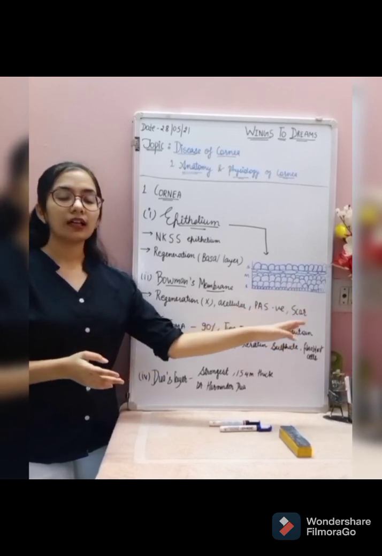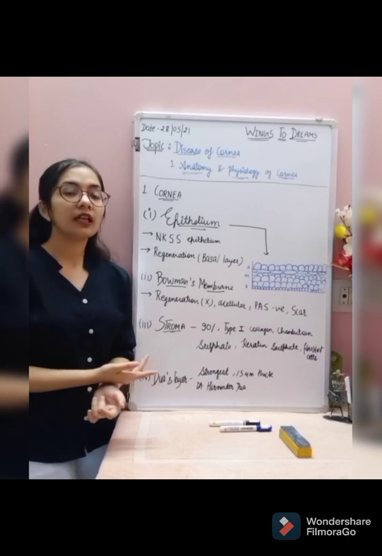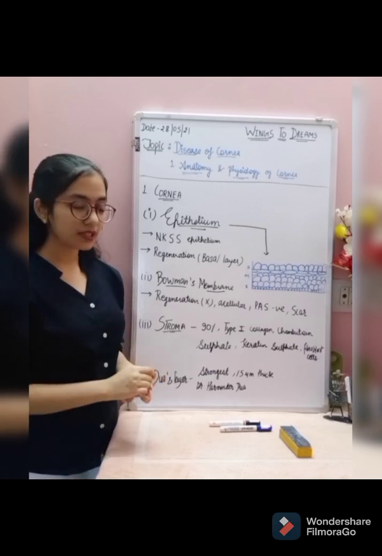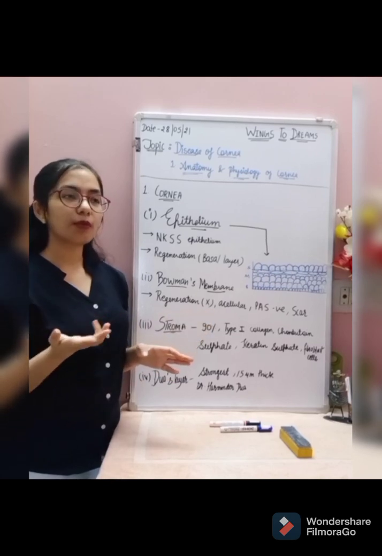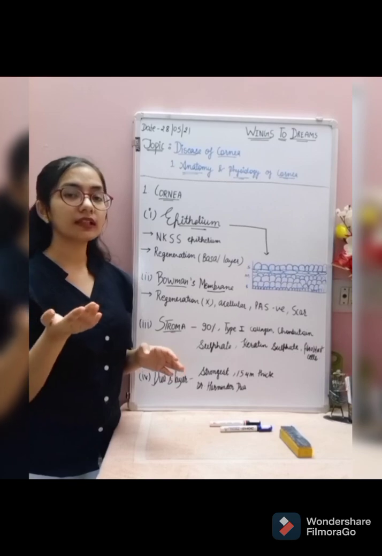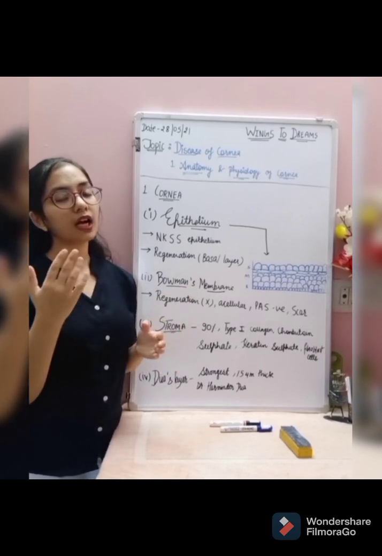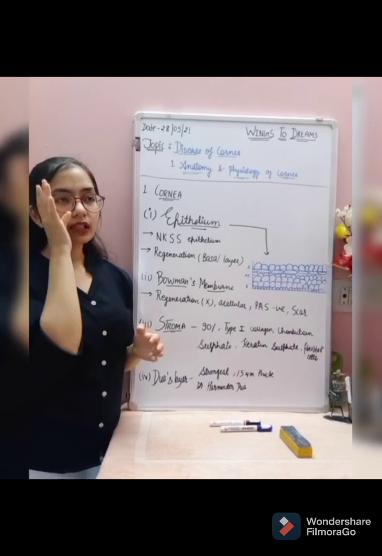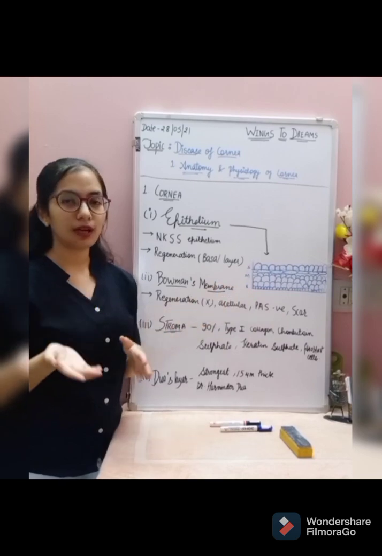And scar. If any kind of injury occurs to the Bowman's layer, then it will heal with the help of a scar. And of course, if there is a scar, then it will lead to opacity also. Opacity is basically when we cannot see through. We say the cornea is transparent, but if we still cannot see through, that is opacity, which remains after scarring heals.